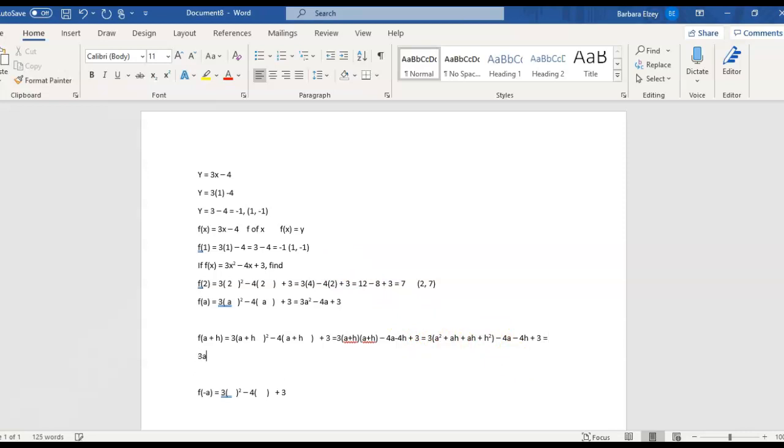I'll have 3a squared plus 3ah plus 3ah plus 3h squared minus 4a minus 4h plus 3. Now, that's almost done. The only thing that I can still do to it is add these two like terms right here, 3ah and 3ah.